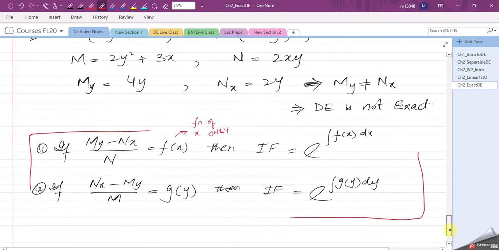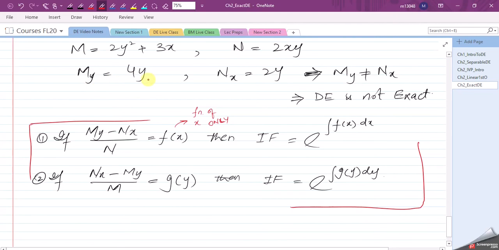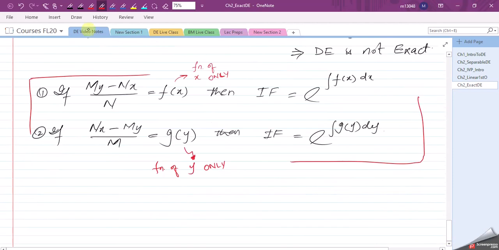So now our my is 4y, our nx is 2y. So we put in this formula and see if we get a function of x. If that doesn't work, then we put in this formula and see if we get a function of y only. Okay, whichever works, we will go accordingly.